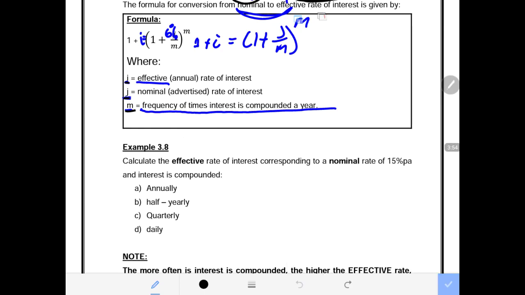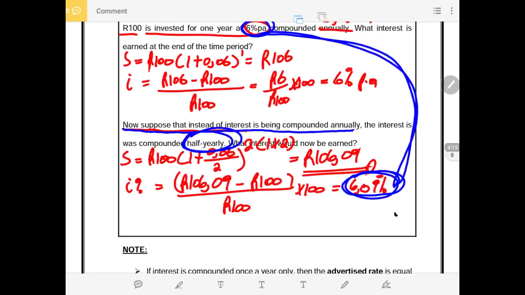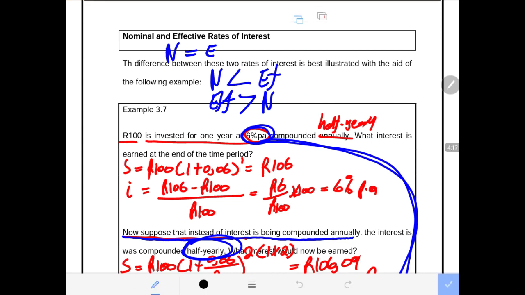They say if interest is compounded annually, and we already know that if interest is compounded once a year, nominal is equal to effective, so there's no waste of time. We know that our effective rate of interest will be equal to 15%. Why is that the case? We have seen in the previous scenario that when the interest rate was compounded once a year, our nominal rate of interest was the same as the effective rate of interest.